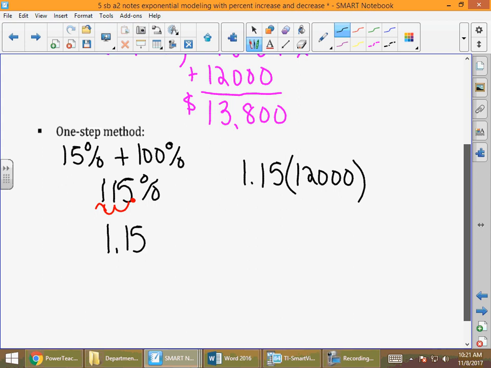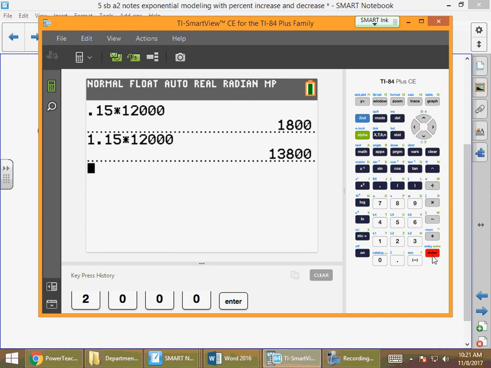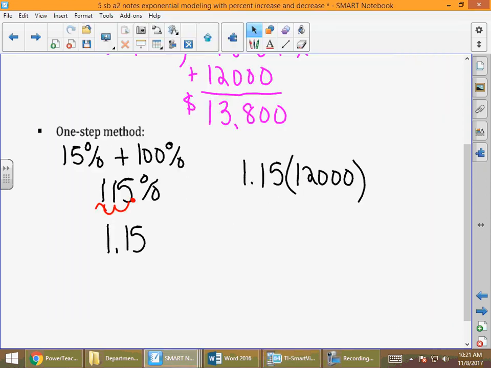Once we calculate that value of 1.15, we're going to multiply that by the price of the car, which is the 12,000. And look what happens when we type it in. 1.15 times 12,000 gives us 13,800. And most people like to do things in one step instead of two. Both ways work. But there's the 13,800.